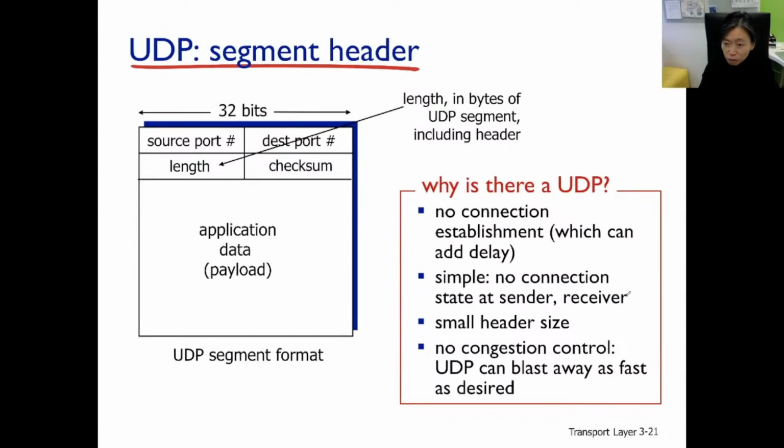There's some other use of UDP. Right? So some other advantages of UDP. There's no connection establishment, as we know, low delay. It's very simple. There's no handshake. It's easier to implement. There's also a small header.